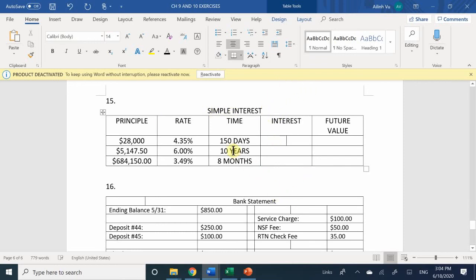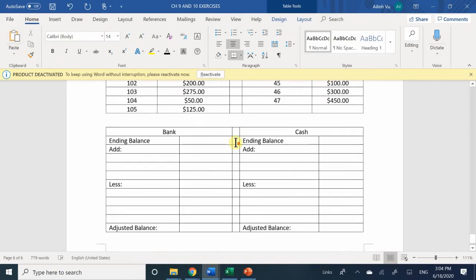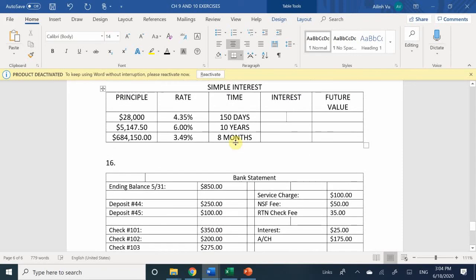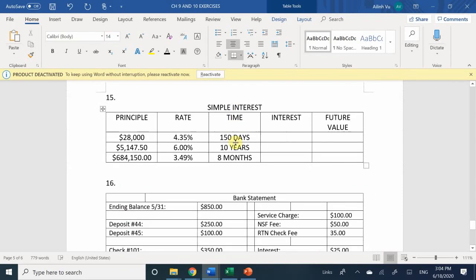I'll admit that I didn't finish this question because I got confused. Like 150 days, 8 months. How to break that down? That's fine. Let's take it one step at a time. What is the formula for simple interest? Principal times the rate times the time.